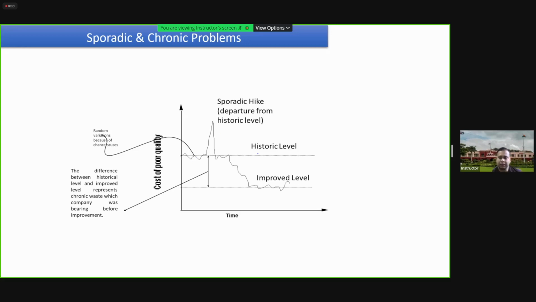But the historic level of defects, or the chronic quality problems that are there, might sometimes be difficult to identify.